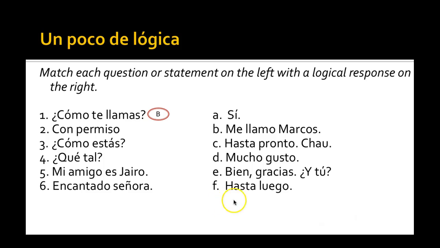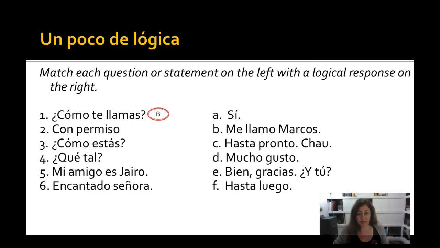Sí, B. Me llamo Marcos. Número 2. Con permiso. Ah, sí. Nothing else would make sense. You wouldn't say, excuse me, see you later, or excuse me, nice to meet you, right? Nothing else makes sense. ¿Cómo estás? That one's easy. Bien. ¿Qué tal? Maybe not so easy, because it's also bien.